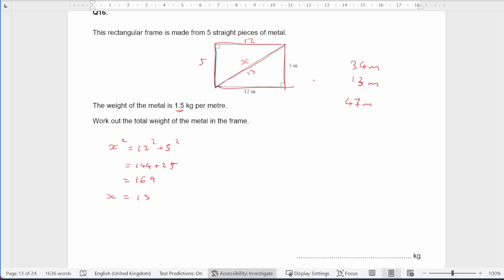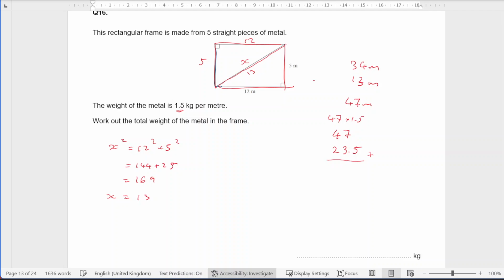The weight is 1.5 per meter. So I want to times that by 1.5. I'm going to take a shortcut though. 1 times 47 is 47. 0.5 times 47 is going to be 23.5. Half of that, let's just double check. If I double that, I'd get 46 and another 1, 47. So if I add those two together, that will give me 47 times by 1.5.